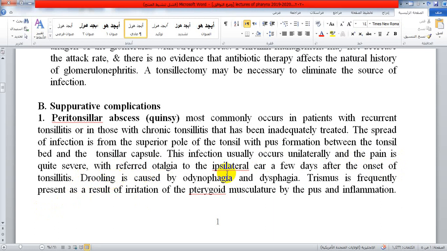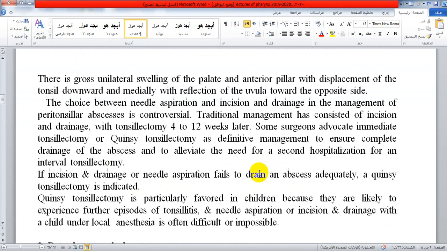Drooling is caused by odynophagia and dysphagia. Trismus is frequently present as a result of irritation of pterygoid musculature by the pus and inflammation. There is gross unilateral swelling of the palate and anterior pillar with displacement of the tonsil downward and medially with reflection of the uvula toward the opposite side.